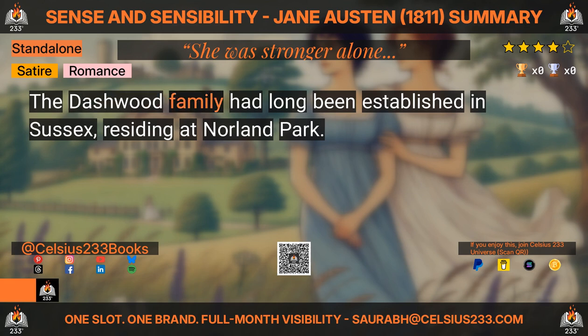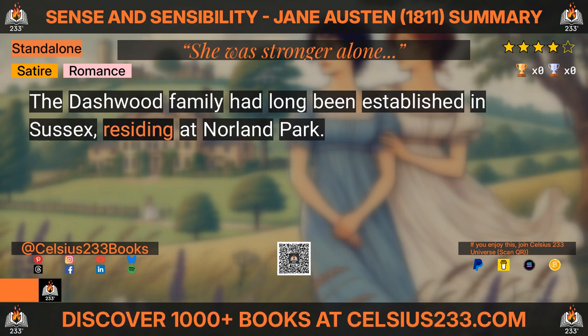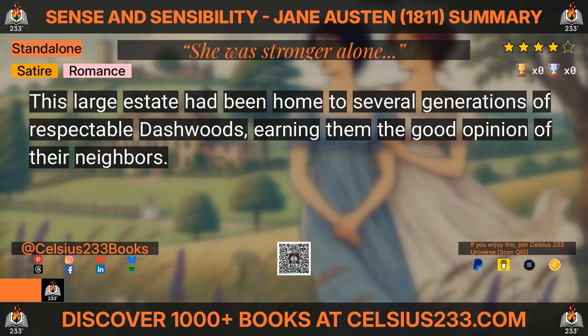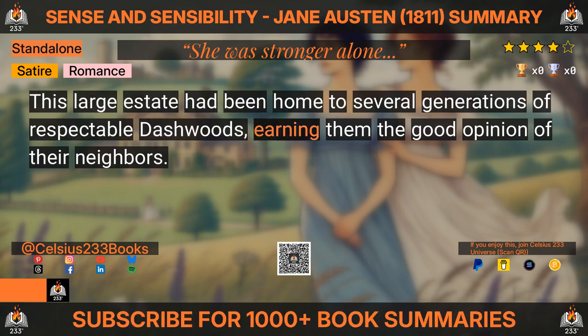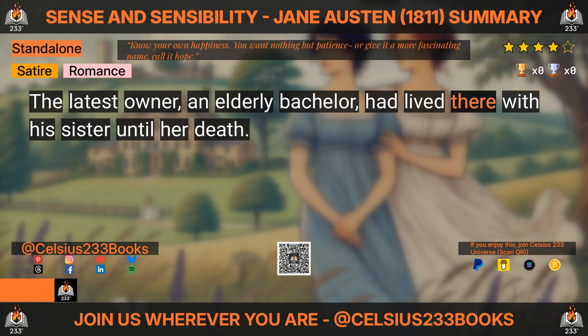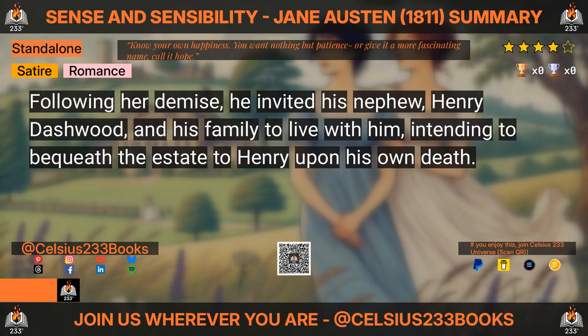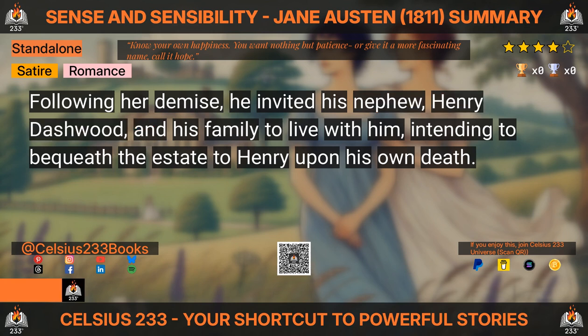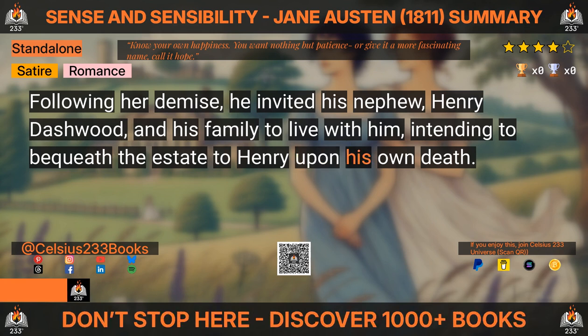The Dashwood family had long been established in Sussex, residing at Norland Park. This large estate had been home to several generations of respectable Dashwoods, earning them the good opinion of their neighbors. The latest owner, an elderly bachelor, had lived there with his sister until her death. Following her demise, he invited his nephew, Henry Dashwood, and his family to live with him, intending to bequeath the estate to Henry upon his own death.